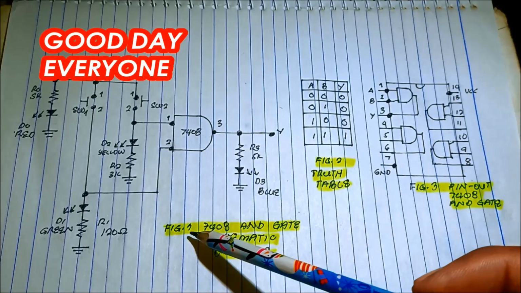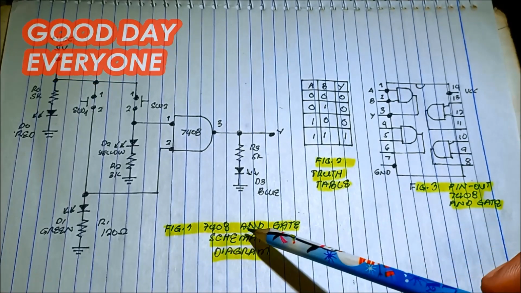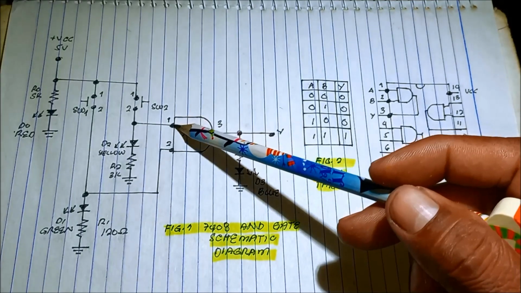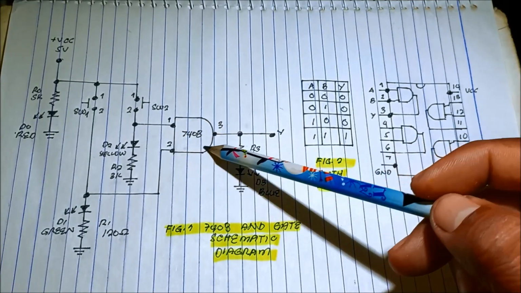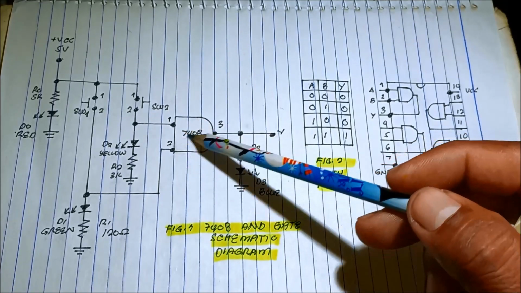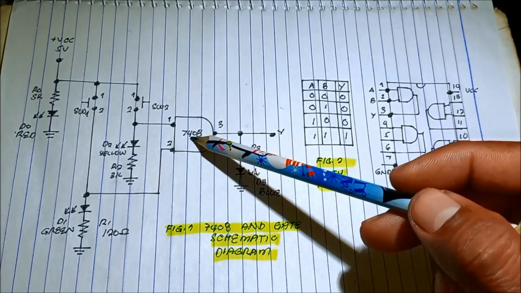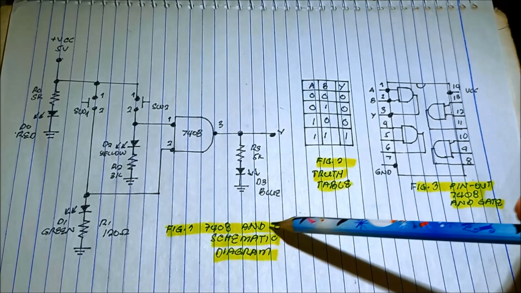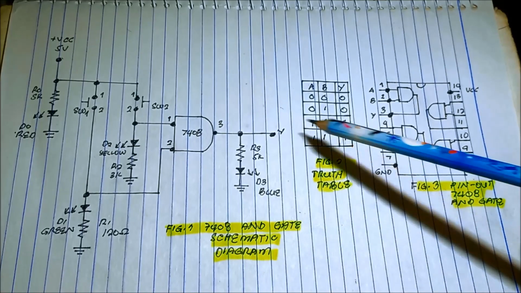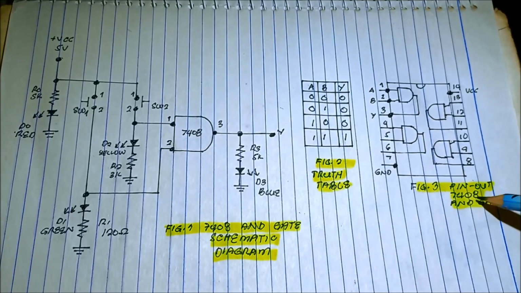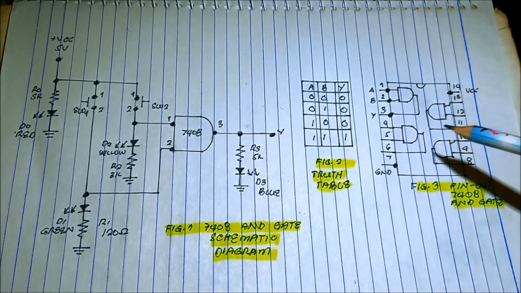We have now the figure 1, 7408 AND gate schematic diagram. This is the symbol of AND gate, an oval type with this figure, 7408. And we also have the truth table for the schematic diagram and then the 7408 pinout.